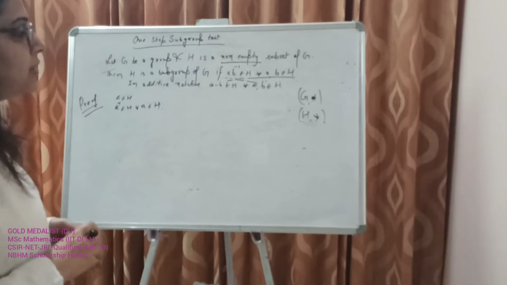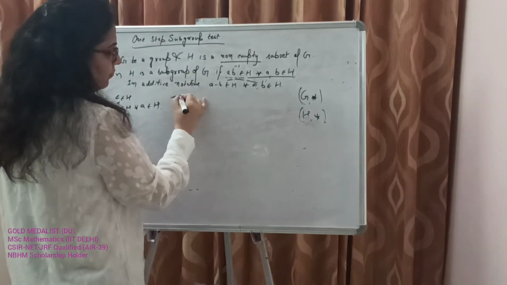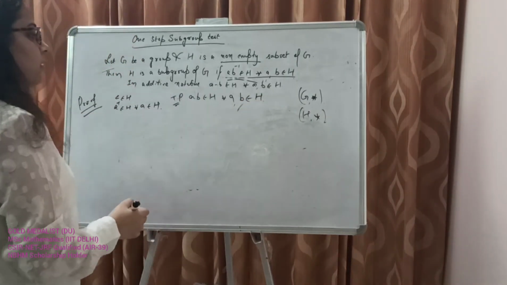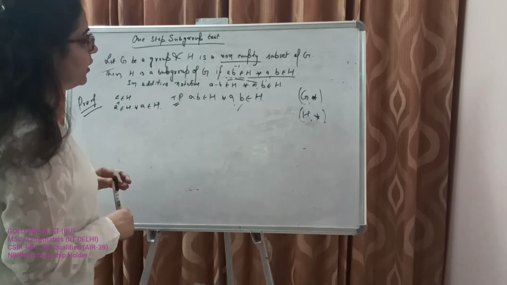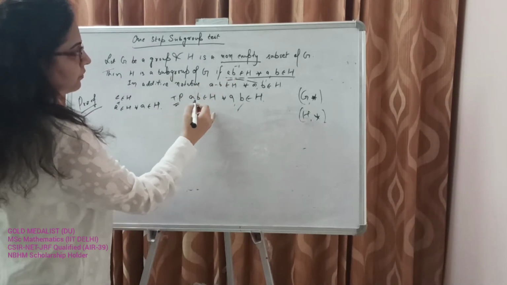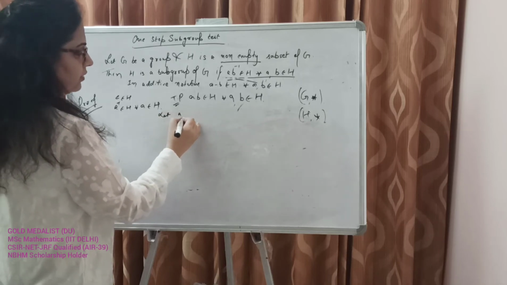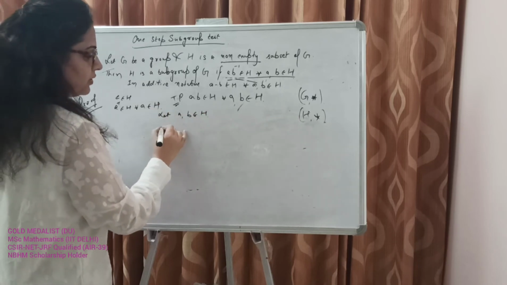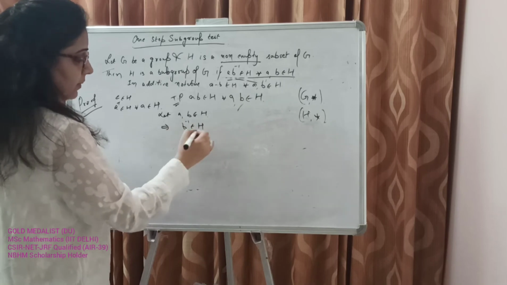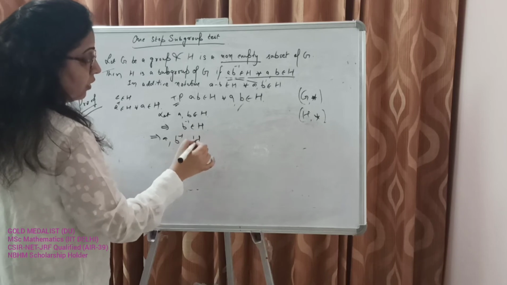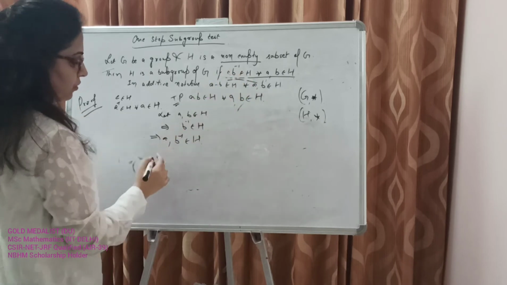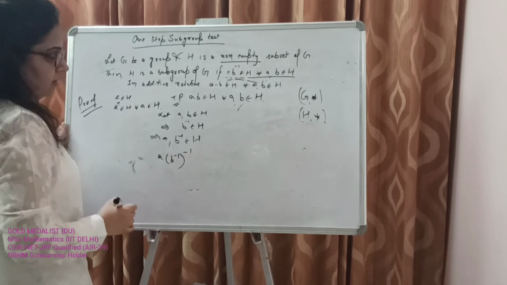The last thing that needs to be proved is the closure property, which says that AB belongs to H for every A and B in H. To prove this, let A, B belong to H. We know that the inverse of every element also belongs to H, which implies B inverse also belongs to H. Now A and B inverse both belong to H. We are given that whenever two elements belong to H, this property should hold. So A into B inverse.